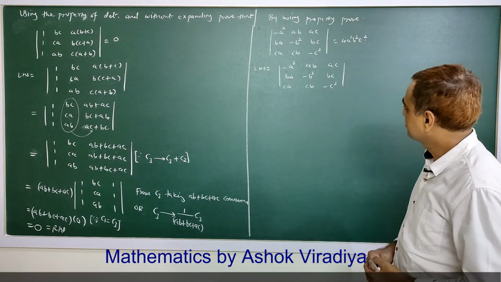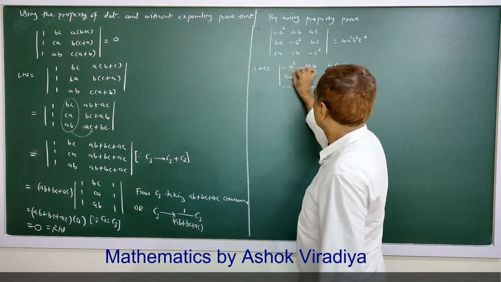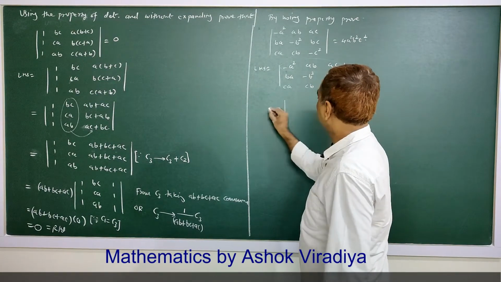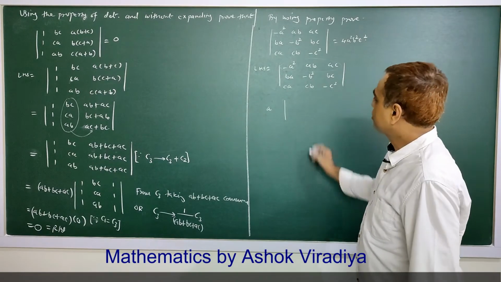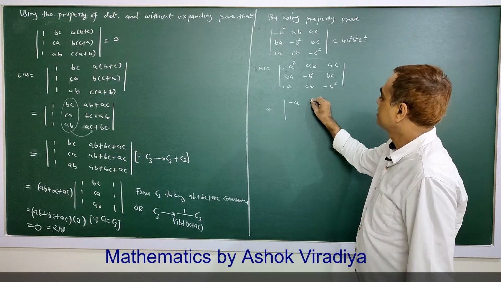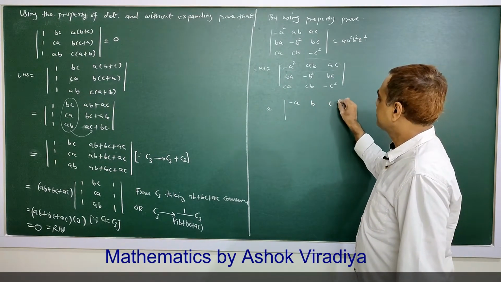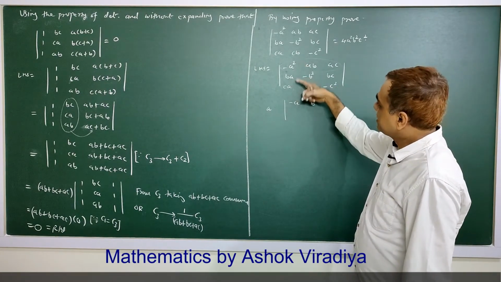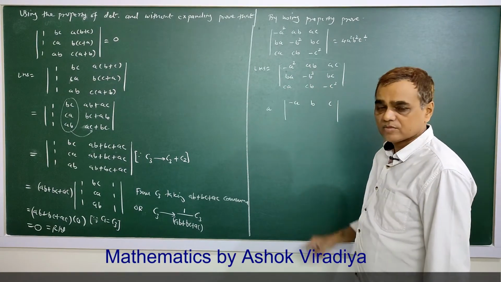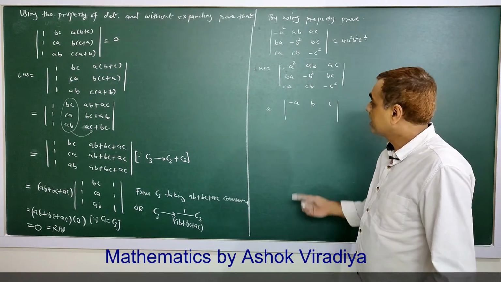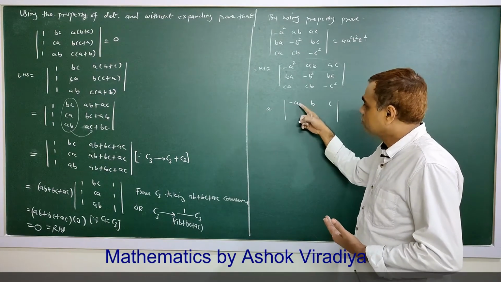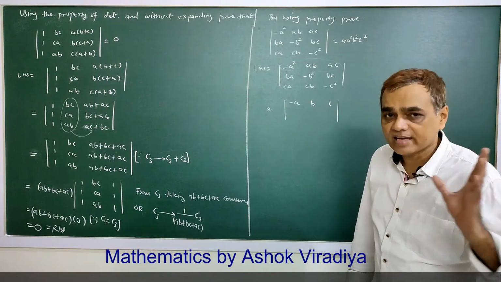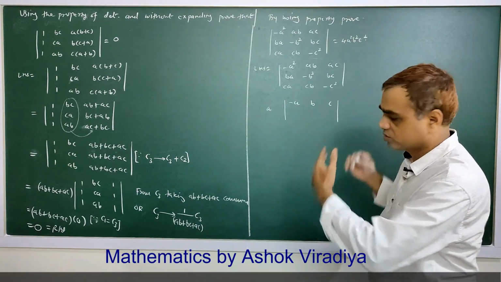Say here, from first row, A is common, so A is taken out. So what is left here? Minus A, B, C. A is also common in first column. So we could also take A common from first column, and put here minus A, B, C. But choose any one way. So here working in rows.